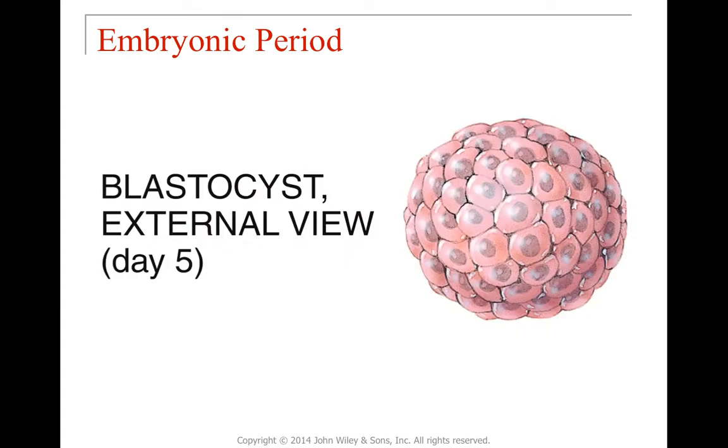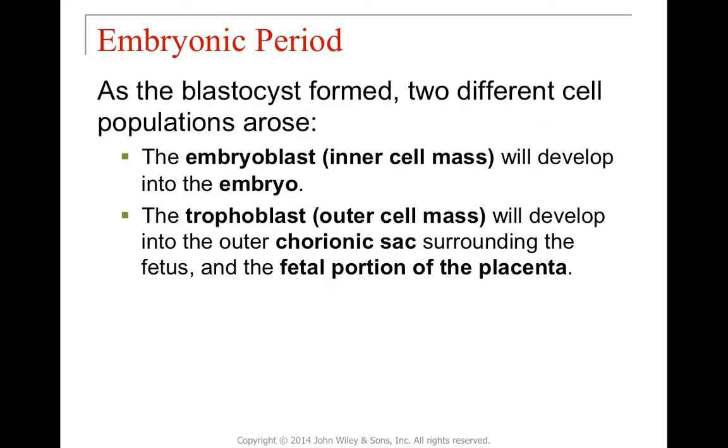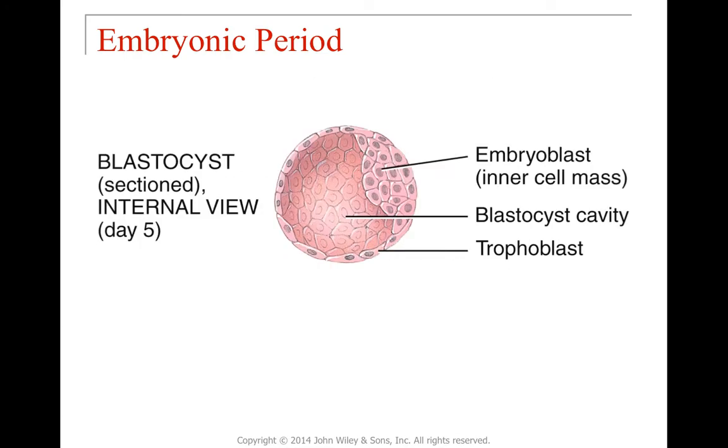Now from the outside, the blastocyst is just going to look like a large mass of cells. But inside, we have 2 separate sets of cell populations. We have the inner cell mass and the outer cell mass. And the inner cell mass is called the embryoblast, and it's a precursor to the embryo. The outer cell mass is called the trophoblast, and it's eventually going to contribute to the accessory structures, including the chorionic sac that surrounds the fetus, and the fetal portion of the placenta, which is called the chorion.